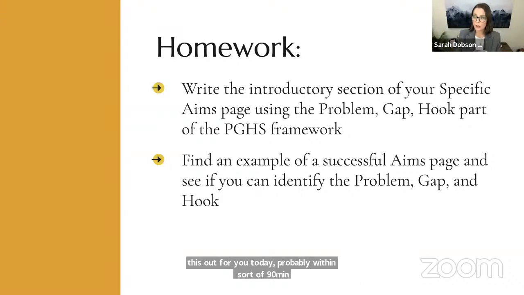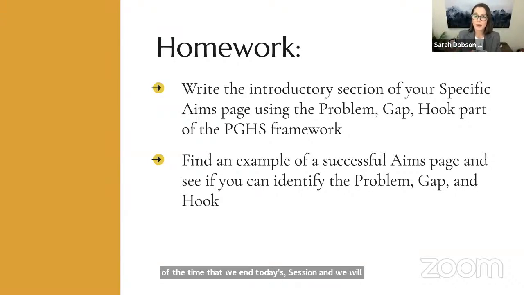And we will remind you of your homework there, but just so you have it here, you want to write that introductory section of your Aims page using the problem gap hook framework. And that you can find in your workbook. There's a really nice walkthrough of how to do that in your workbook.